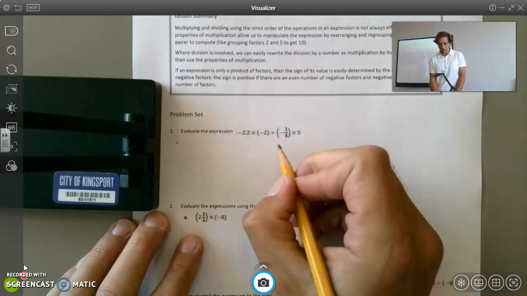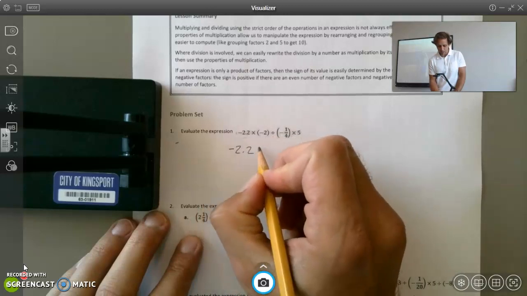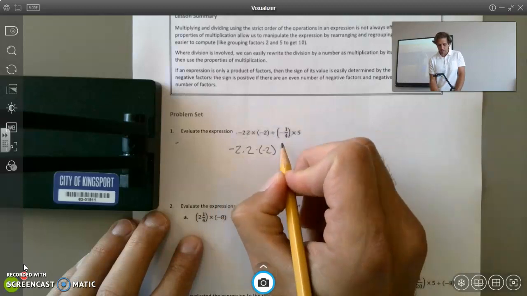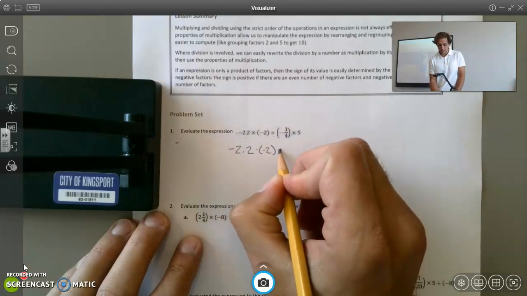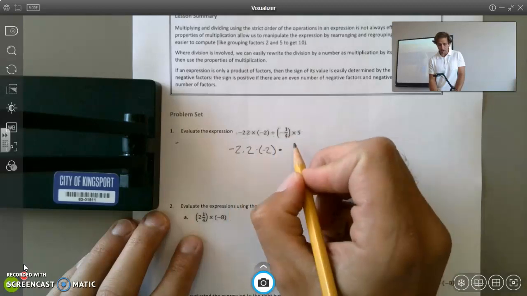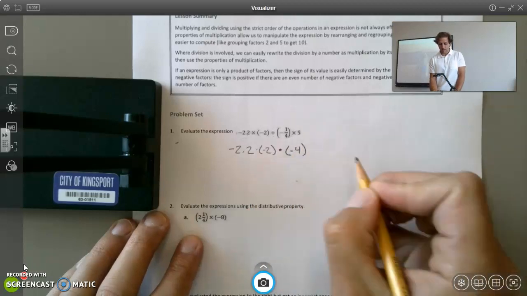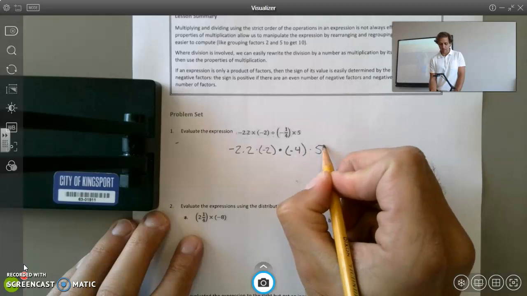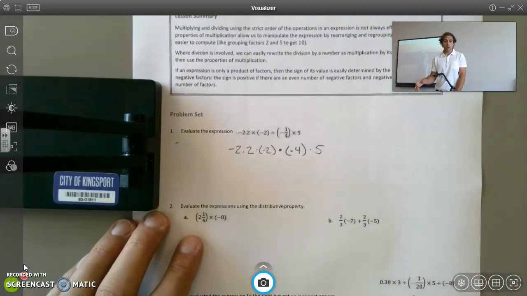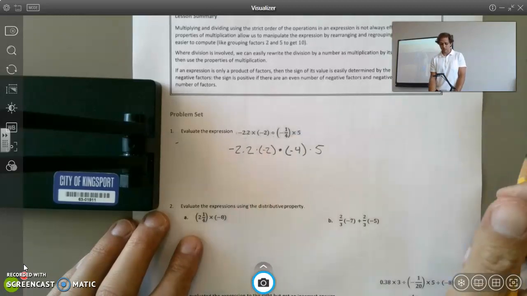So I want to write this as multiplication. Negative 2.2, 2 2/10, times negative 2. And I want to change this division to multiplication by multiplying by the inverse or the reciprocal of negative 1/4, which would be negative 4 times 5. And now I've got rid of my fraction issue. I no longer have a fraction, but I still have a decimal. I want to get rid of that decimal.